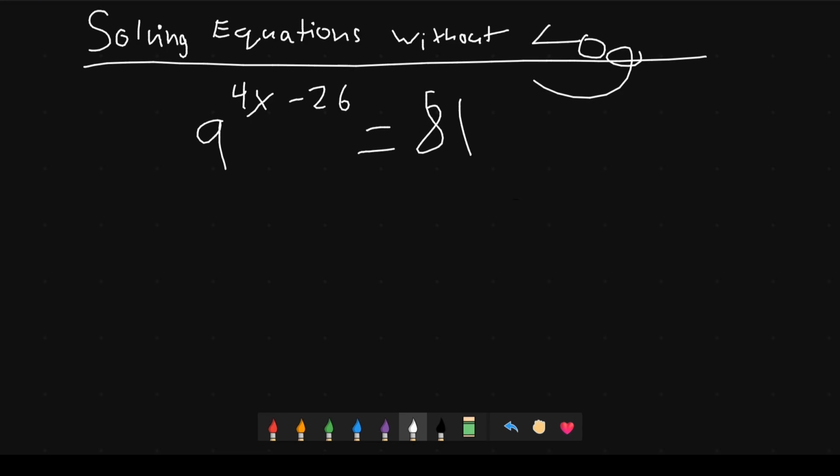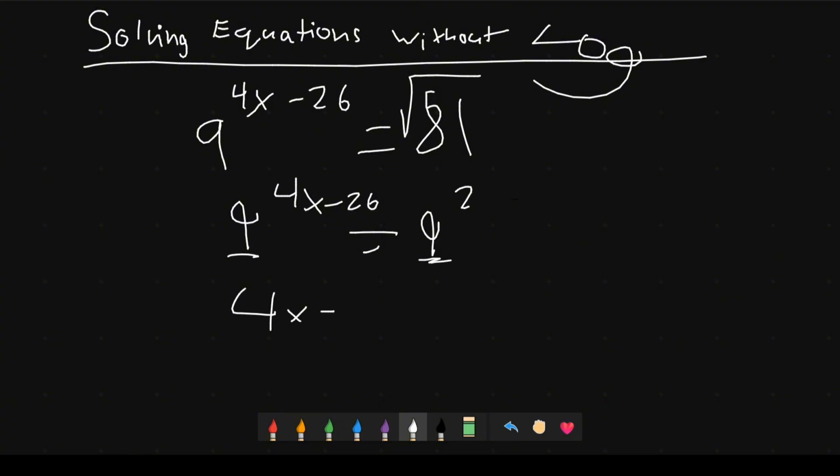Instead of simplifying 81 to its exponent, well, we're basically doing that, but we know that this is a perfect square, and that the square root of 81 is just 9. So we can write 81 as 9 squared, since 9 times 9 equals 81. So now we're left with 9 to the power of 4x minus 26 equals 9 squared. Then we can simplify that, since they're both the same base, to 4x minus 26 equals 2.